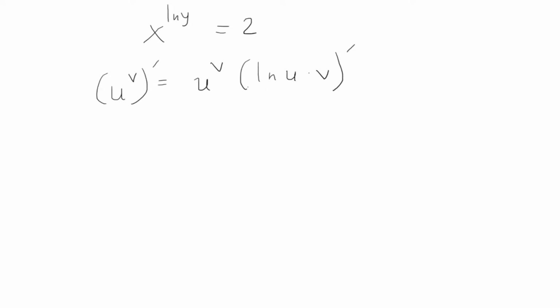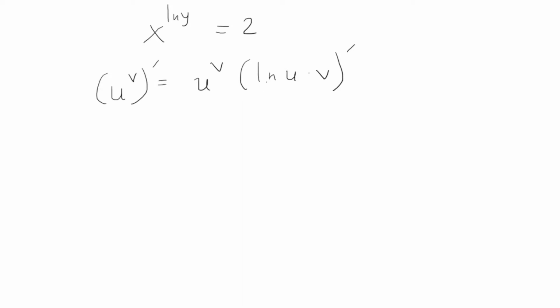I want to find the derivative of x to the ln of y equals 2. I'm going to show you how to do this using two methods. The first approach: whenever you have a function to a function, the derivative is always going to be the original function multiplied by ln of the base times v, and then this whole thing you're taking the derivative of.